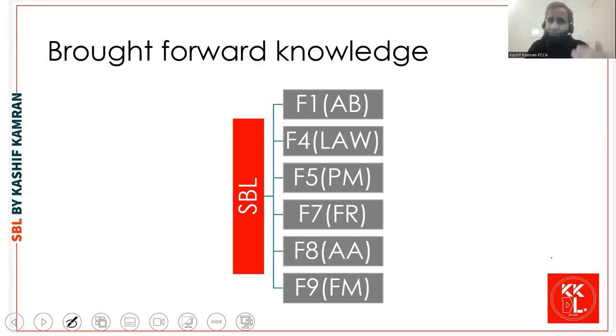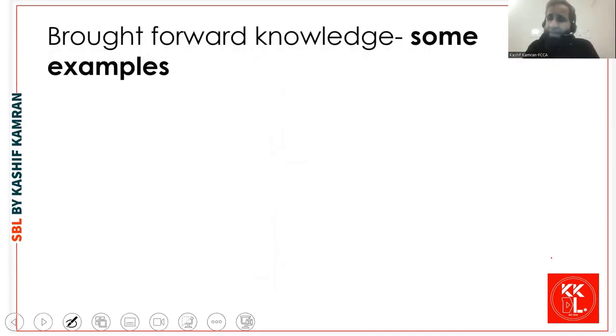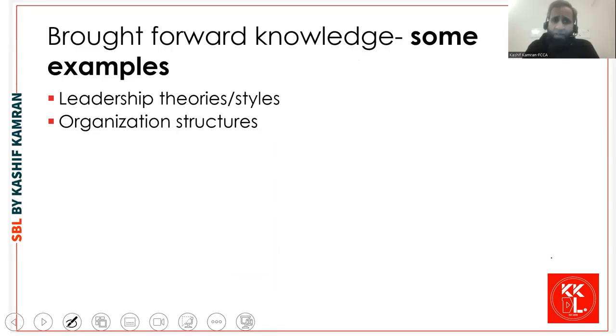So this is the carry forward knowledge, or the brought forward knowledge, you're bringing with you, and that is somewhere in your mind or at the back of your mind when you're doing the SBL paper. What sort of things can come from your brought forward knowledge? Examples: leadership theories and styles, you must have done that somewhere in the F1 paper. Organization structures, you must have done that somewhere in the F1 paper. Mendelow's matrix, again, something from the F1 paper.